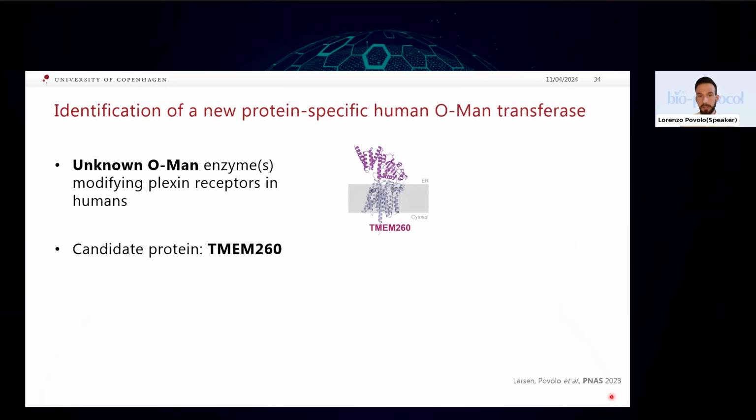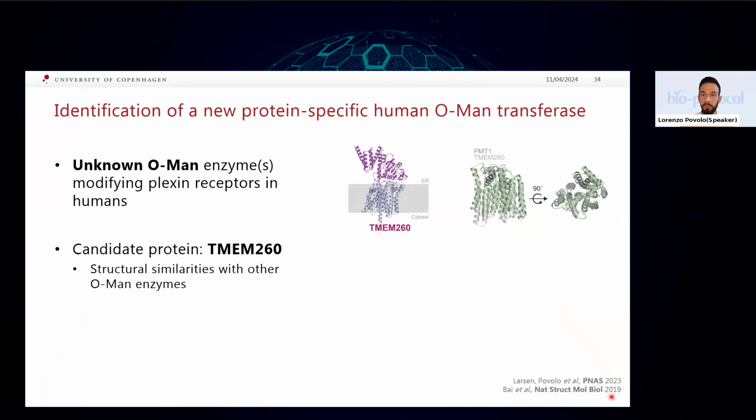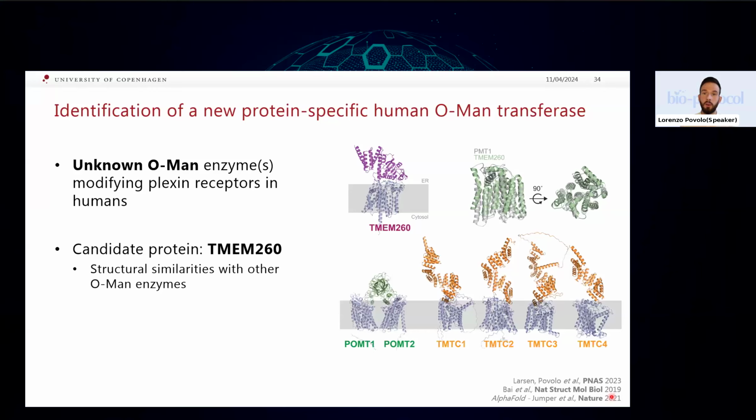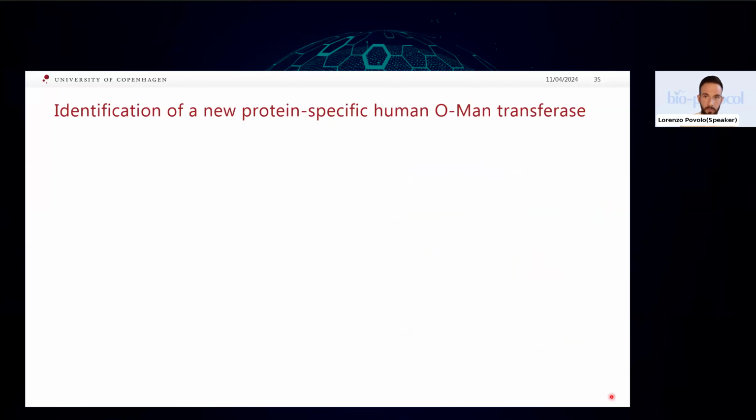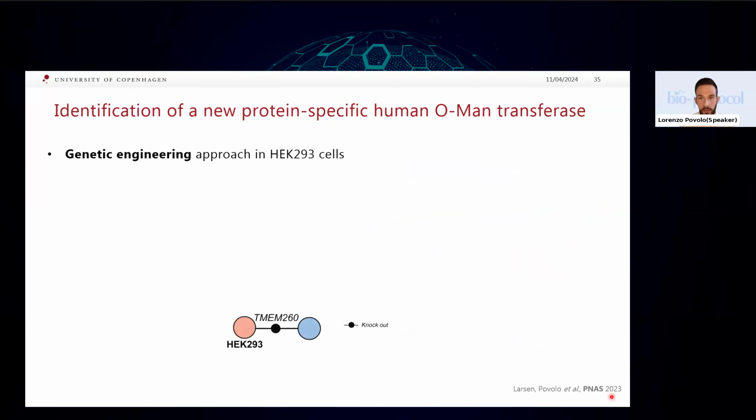So we had a candidate protein, TMEM260, that was also mentioned by Katarina in the introduction. TMEM260 struck our attention because it showed structural similarities with other O-man enzymes already known, for example, some yeast homologs, but also other human O-man enzymes. So how I approached this with a glycoproteomics and glycoengineering approach was to use HEK293 cells, in which I established a knockout of TMEM260. And I applied these two cell lines with a differential glycoproteomics approach.